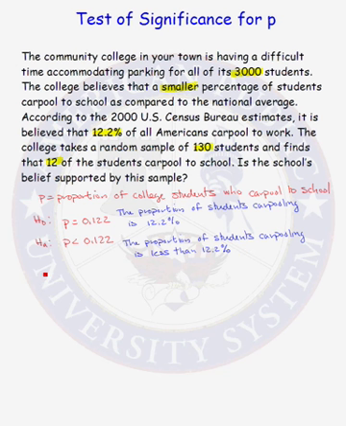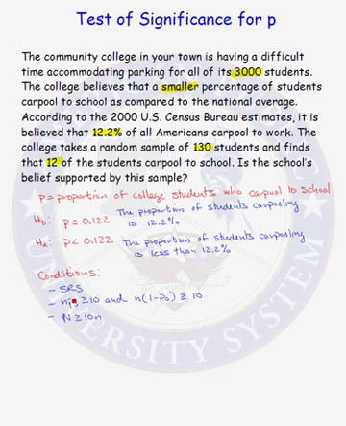What conditions must be necessary in order for us to do this test of significance? We must have a simple random sample. N times P naught has to be greater than or equal to 10, and N times 1 minus P naught has to be greater than or equal to 10. And we must have a large population. The size of our population must be at least 10 times greater than the sample size.